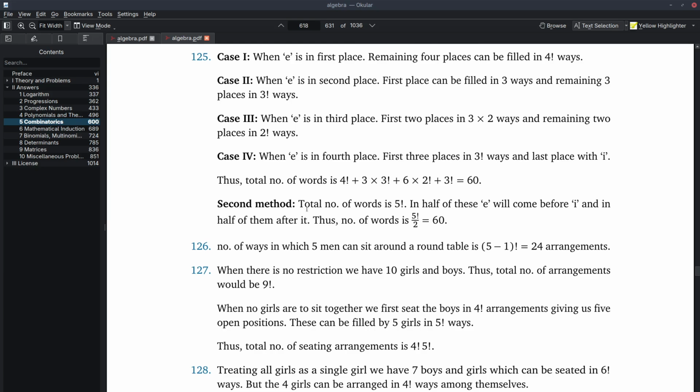The second method: the total number of words is 5 factorial. In half of these, E will come before I and in half of them after it. The number of words is 5 factorial by 2, that is 60.